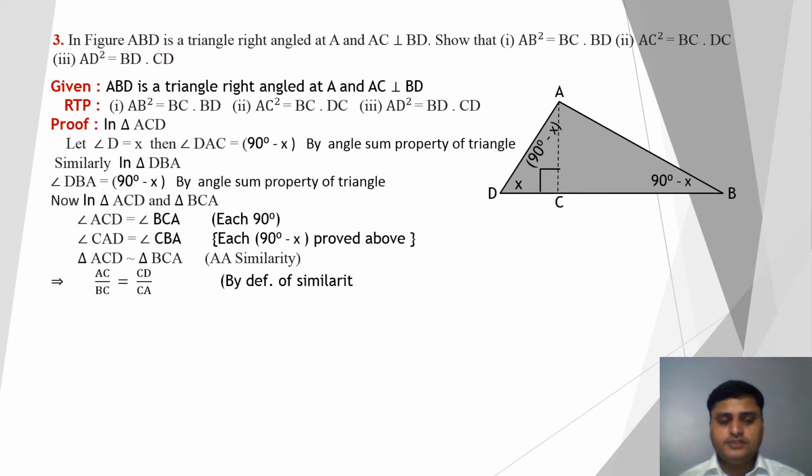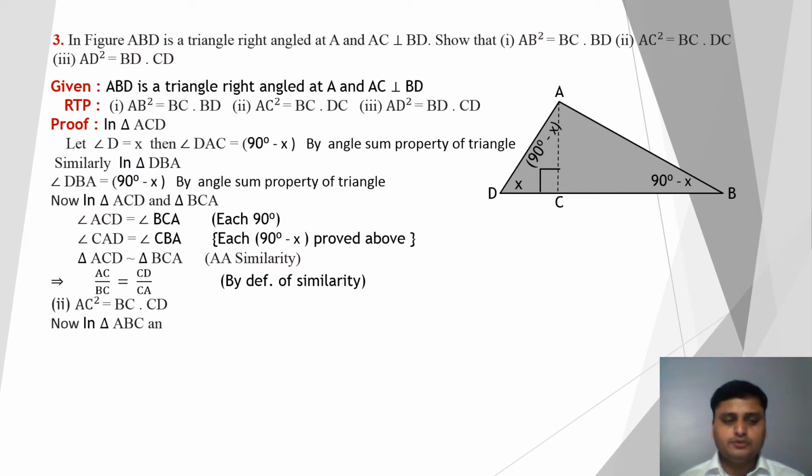Now after this, what we will do? We will cross multiply. AC multiplied by AC, we will get AC square is equal to BC into CD. So I think till this it is clear. Now we will come to another part.